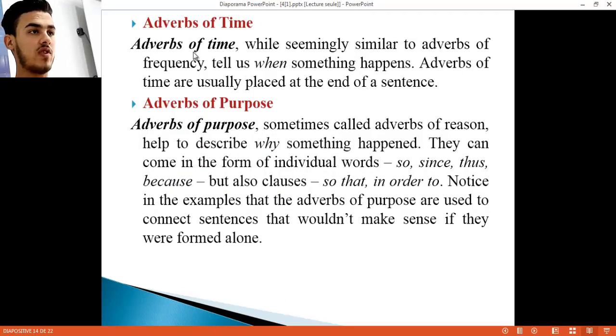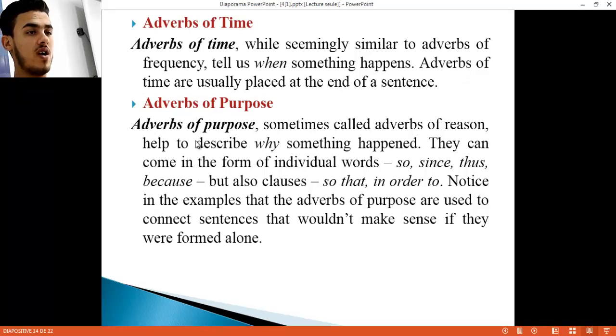We also have adverbs of time. Adverbs of time are similar to adverbs of frequency. The main difference is that adverbs of frequency express a habit or how much something is done, sometimes, often, or always. But the adverb of time tells us when something happens, and it gives the exact time. Adverbs of time are usually placed at the end of the sentence.